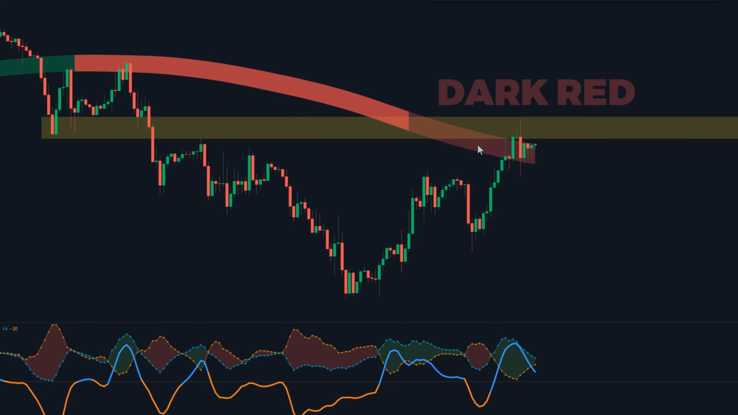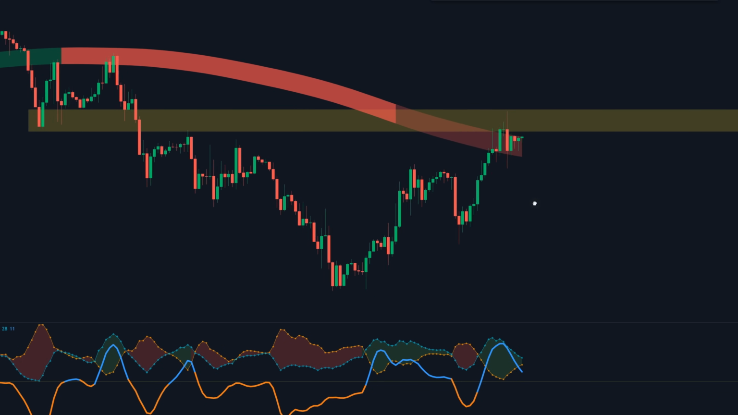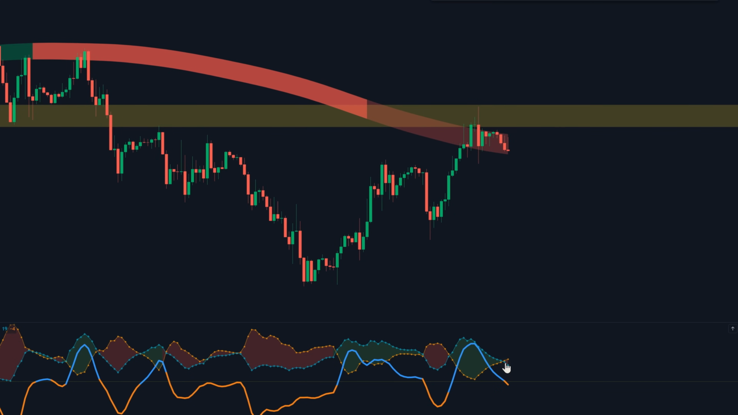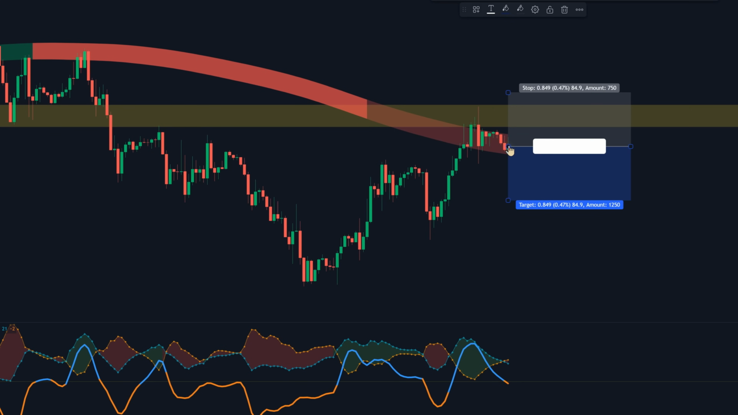Now, during the pullback, we want a confirmation that the price will continue to go downwards. That is gonna come from this indicator. We're gonna wait for this orange line to cross above the blue line. Now, this crossover indicates that the selling energy in the market is now higher than the bullish energy, and is an indication that the price might continue to go down. We also see that this green line changed color to orange and crossed below the zero line. With all these conditions met, we enter a short position.